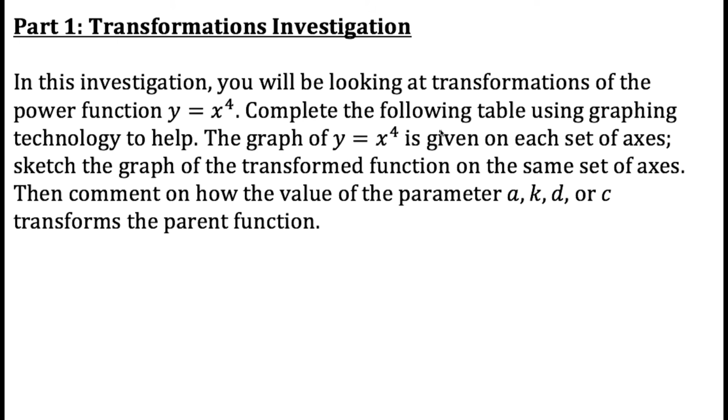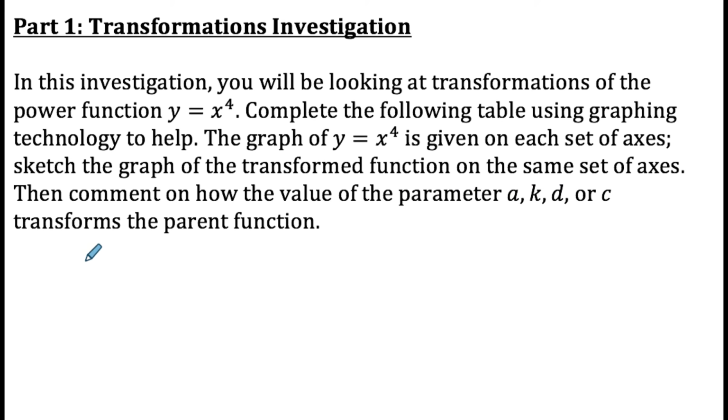Okay, let's complete part 1 of this lesson, where we're going to go through an investigation like I just showed you in Desmos, but we'll actually record our answers. So in this investigation, we'll be looking at transformations of the power function y equals x to the 4. And we'll complete a bunch of tables of different transformations. So we're going to go through the parameters a, k, d, and c one at a time to show how they transform the function y equals x to the 4.